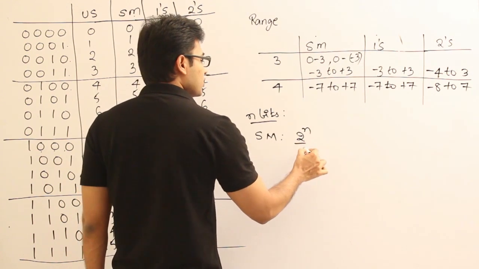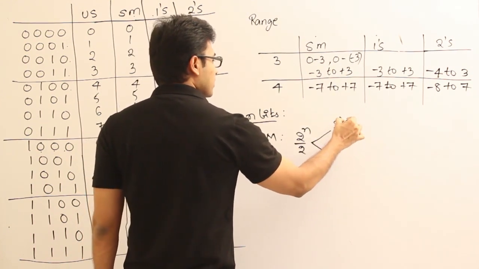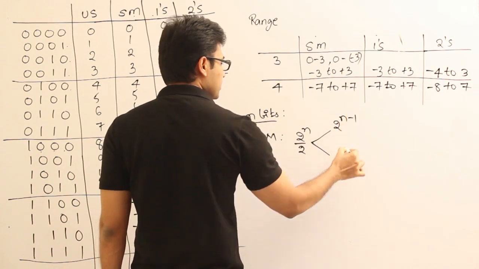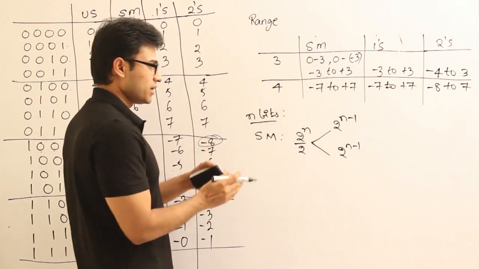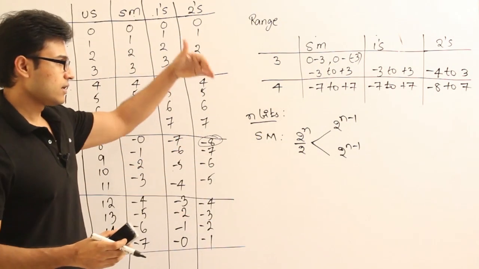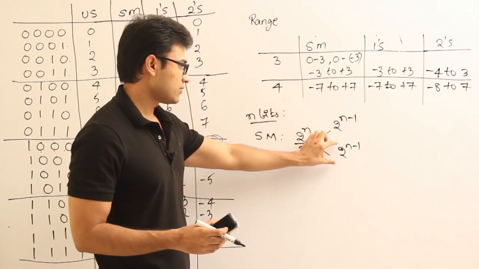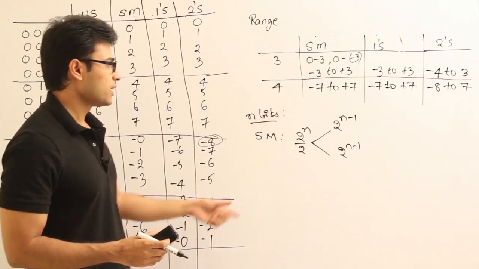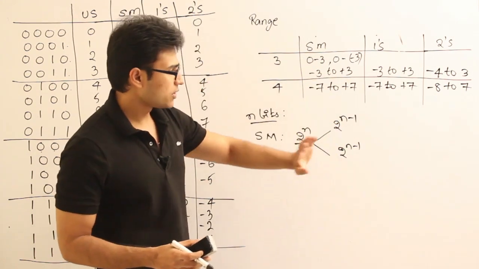Now, these 2 power n combinations can be divided into 2 parts. One is 2 power n minus 1, and the other is 2 power n minus 1. So, which means I am dividing this set of combinations into 2 sets. One set will contain all the numbers which are starting with 0, and other set will contain all the numbers which are starting with 1. And this set will be given away to positive numbers and this set will be given away to negative numbers.